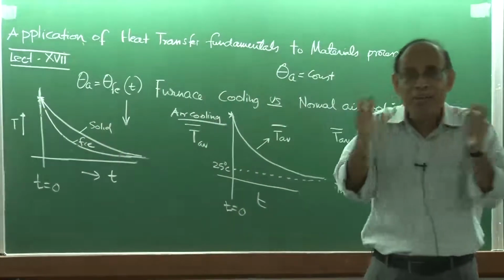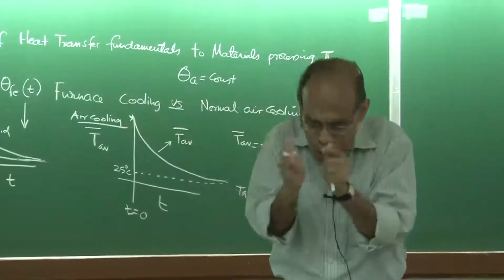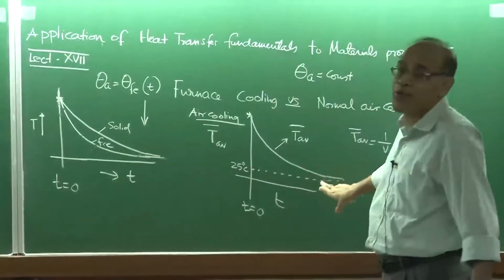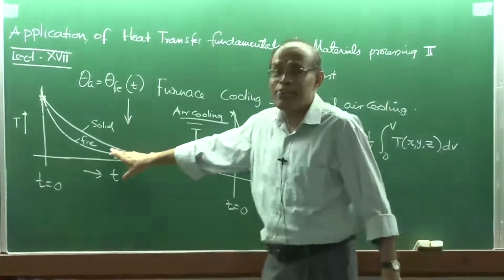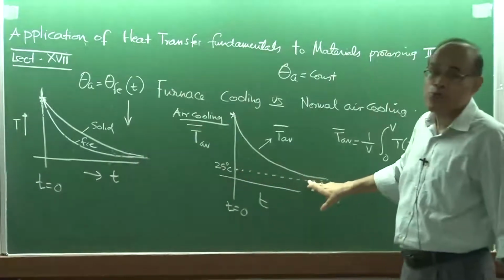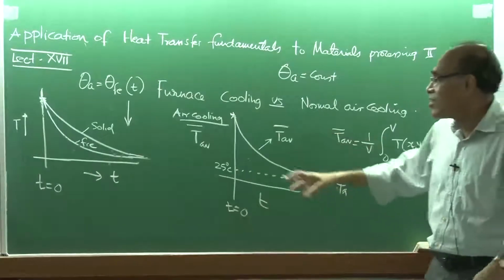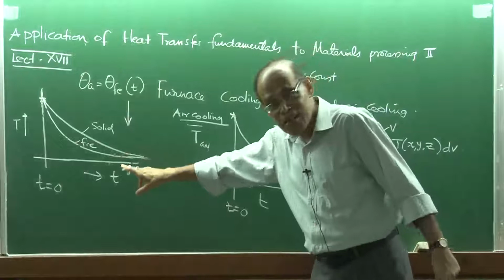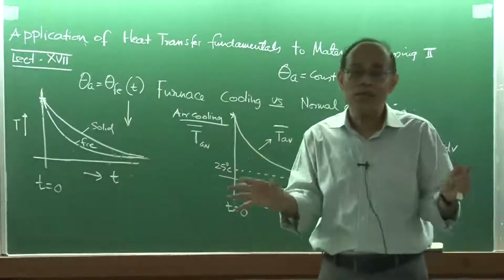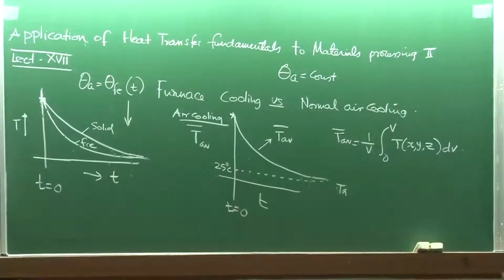So, the differential temperature between the ingot surface and the ambient temperature is always smaller in the case of furnace cooling than it is in the case of air cooling. So, the driving force for heat transfer from the ingot to the surrounding is lower here, and the driving force for heat transfer from the ingot to the surrounding is higher here, as a result of which the cooling rate is smaller here and the cooling rate is larger here. That is the essential difference between the furnace cooling and air cooling operations.